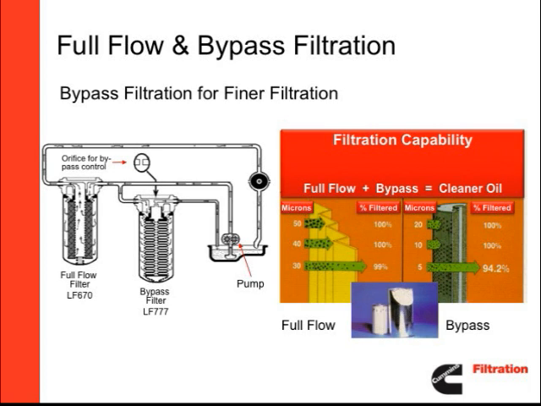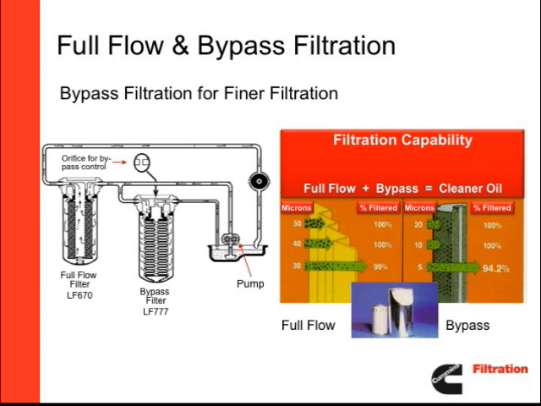Full flow and bypass filters working together achieve finer filtration. In this diagram, we see a 40-micron absolute full flow filter. Note, it is 100% efficient at stopping 40-micron, 50-micron, and all larger sizes. However, it doesn't perform as well at 30 microns, where its efficiency drops to 99%.